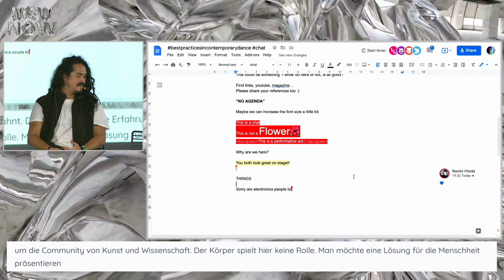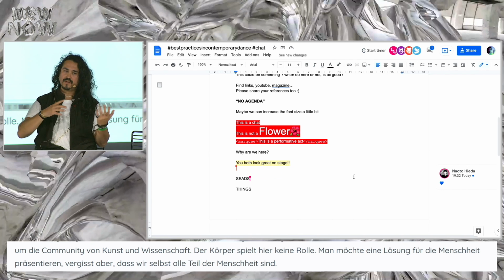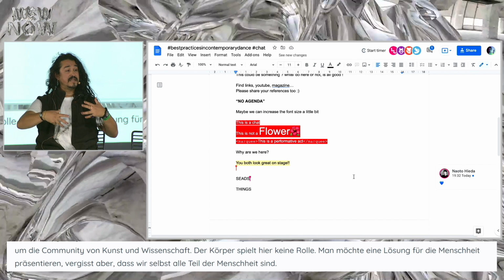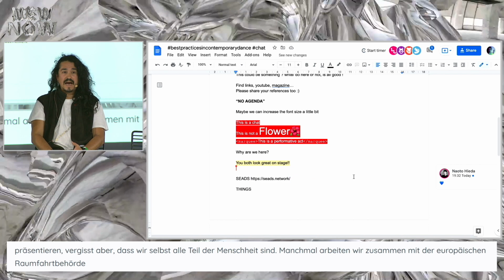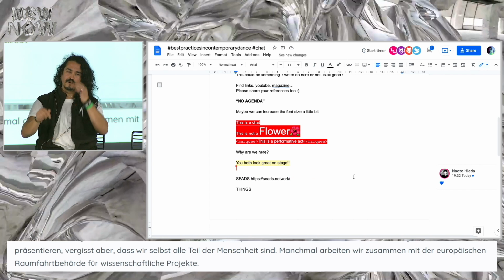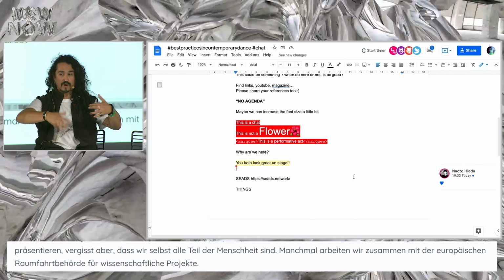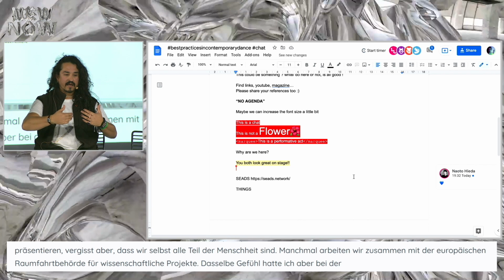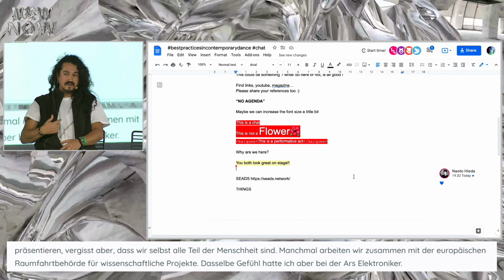I work with this collective, SEEDS, which stands for Space, Ecology, Art and Design, and sometimes we collaborate with the European Space Agency on space projects. So it's a really scientific-based collective, and I have the same feeling. I just confirmed that feeling when I went to Ars Electronica. These scientists really have good intentions, but they put the body aside, as if we are going to fix humanity somehow. But humanity is us.